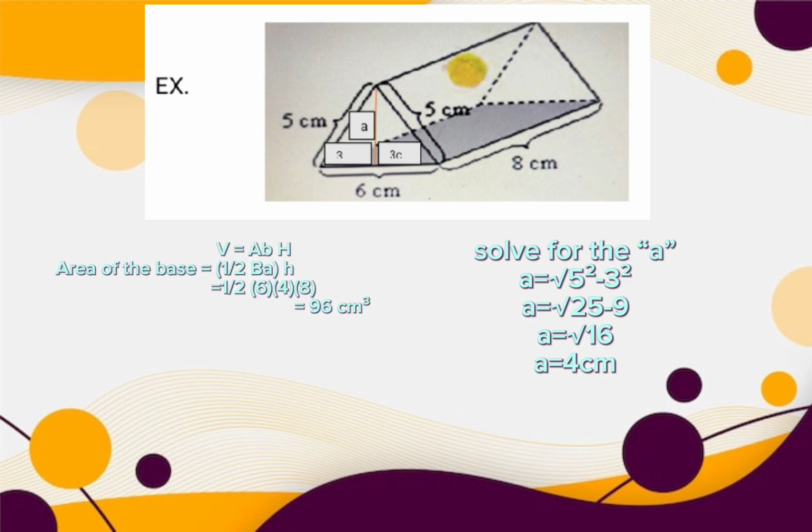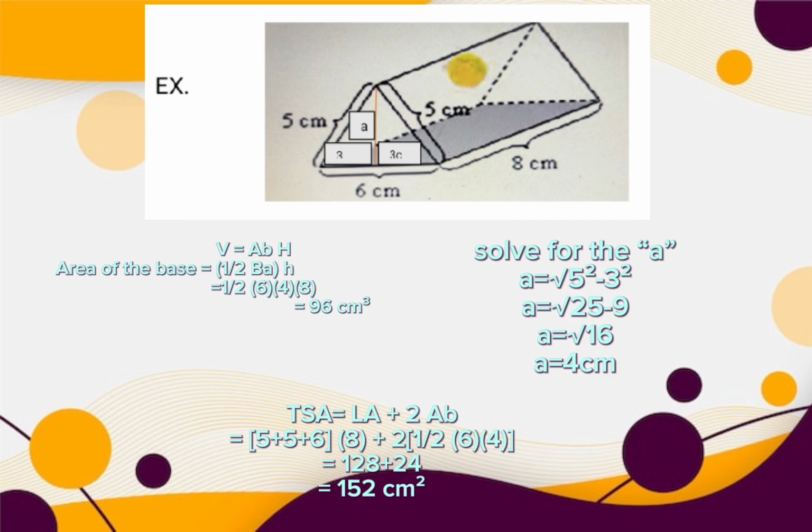Now we're going to use the formula of volume. V is equal to ABH. The area of the base is 1/2 bh. So the result is 1/2 times 6, 4, and 8. The result is 96 cm cubed.